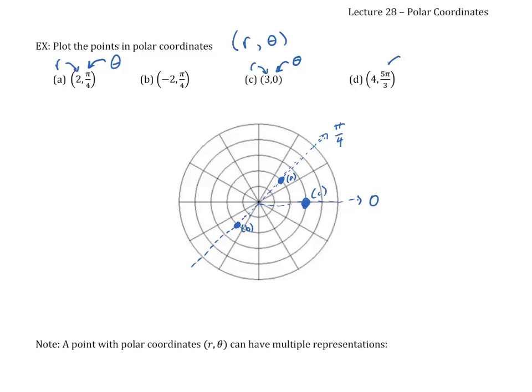And then last of all, if 5 pi over 3 is theta, each of these lines is actually pi over 6, so 5 pi over 3 would be almost all the way to 2 pi. So actually it's right here, I believe, right? 1 pi over 3, 2 pi over 3, 3 pi over 3, 4 pi over 3, 5 pi over 3 is right here. And a distance of 4 from the origin in that direction, 1, 2, 3, 4 would be right there. There's my point D. That's how we plot points using polar coordinates.